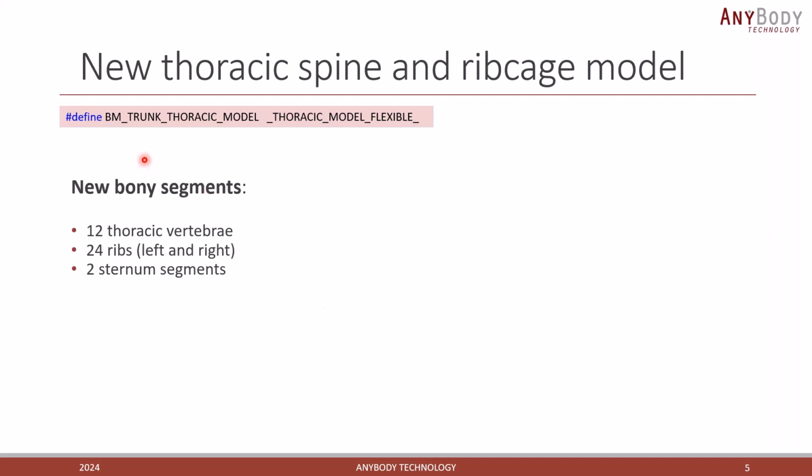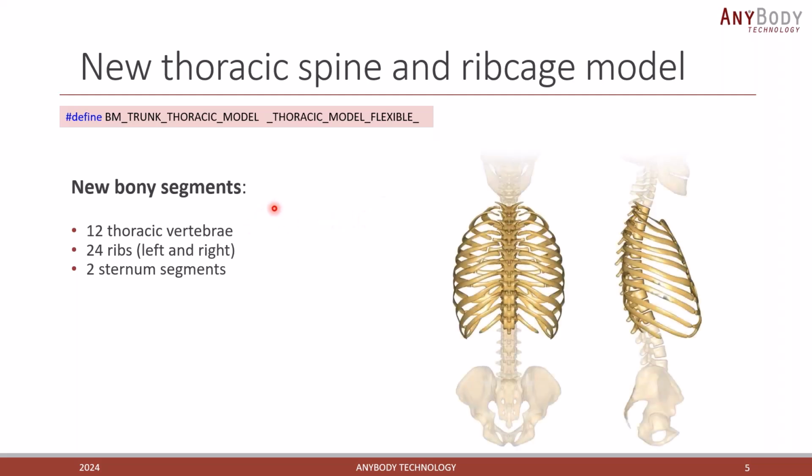You can enable the new thoracic model using this definition. It's a thoracic model flexible. And in the new thoracic spine and ribcage model, we have new segments: 12 thoracic vertebrae, 24 ribs left and right, and 2 sternum segments. The sternum segments are divided by the manubriosternal joint that is right here.